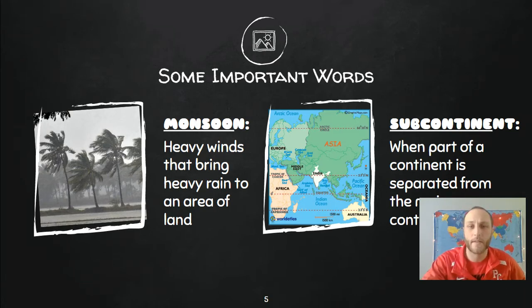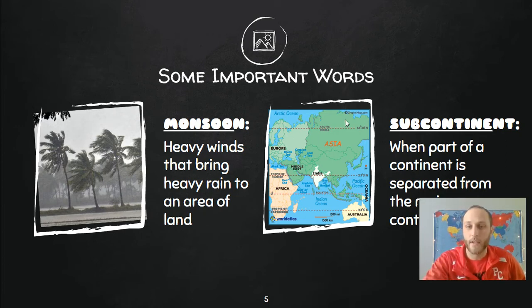Some of the important words that we talked about with India. First one we have over here is monsoon. Remember, monsoon is when heavy winds bring heavy rain to an area of land. We know that those are pretty common in India and they can be pretty destructive, can affect flooding quite a bit. And then on the right here, we talked about subcontinent. That's one that a few people were confused on.